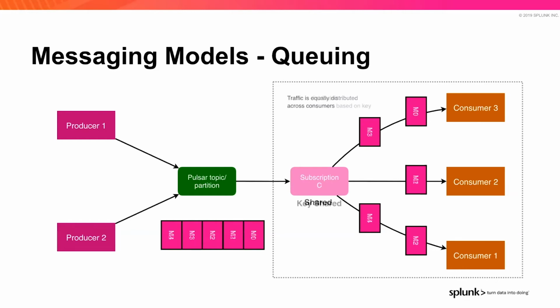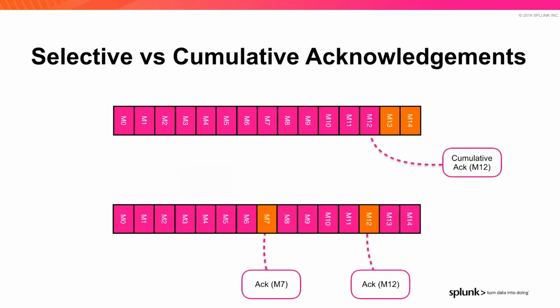So because of that, this is again a variant of the shared subscription, which allows you to route based on keys to a particular consumer. So the key difference between the two is selective acknowledgement versus cumulative acknowledgement. In selective acknowledgement, every message is acknowledged and kept track of, and that is what we use for the queuing model, because each consumer can be going at a different pace.